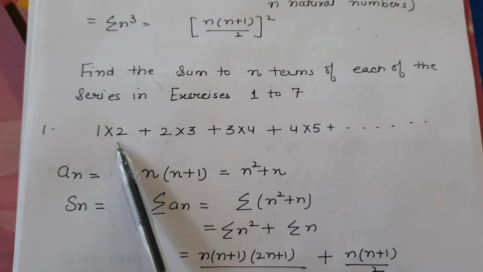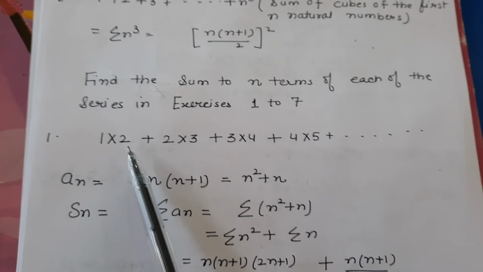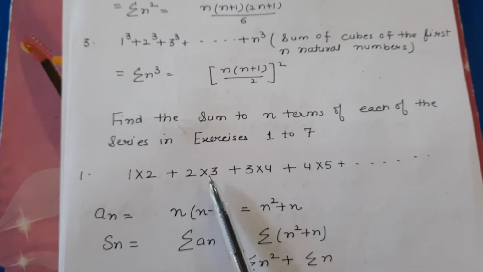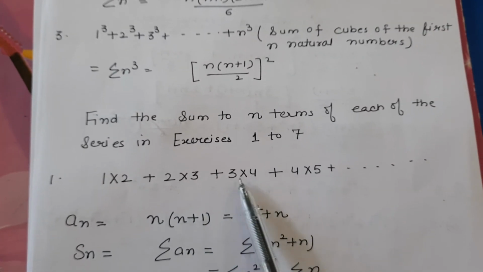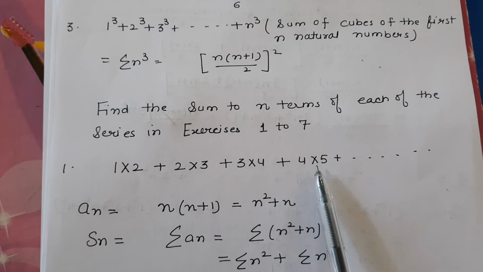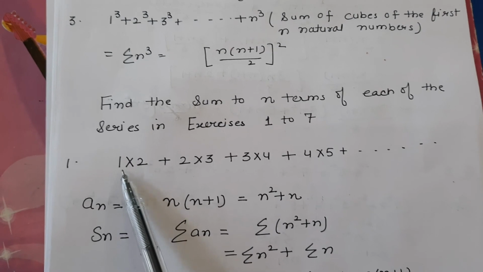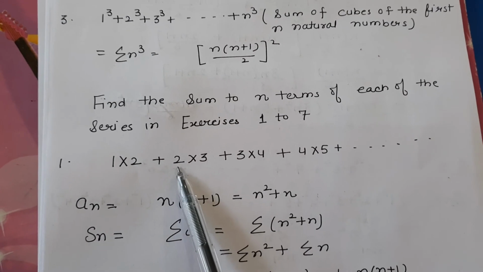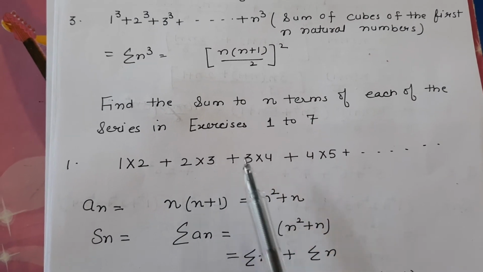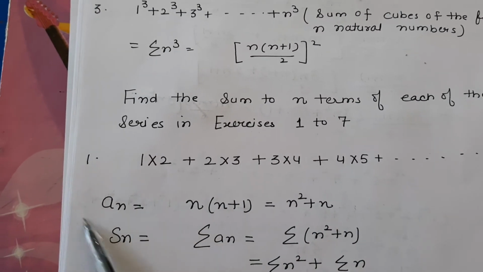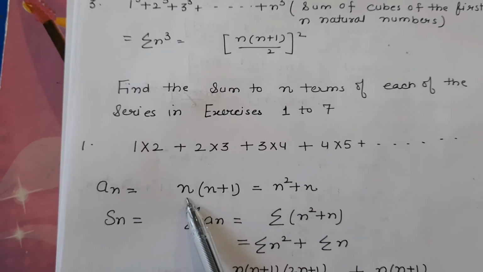Now find the sum to n terms of the series in the exercises 1 to 7. You have to find the sum of n terms of this series. The first term is 1 into 2. The second term is 2 into 3. The third term is 3 into 4. The fourth term is 4 into 5. If we look at the first factor of each term, here it is 1. For the second term it is 2. For the third term it is 3. For the fourth term it is 4. That means for the nth term the first factor will be n.